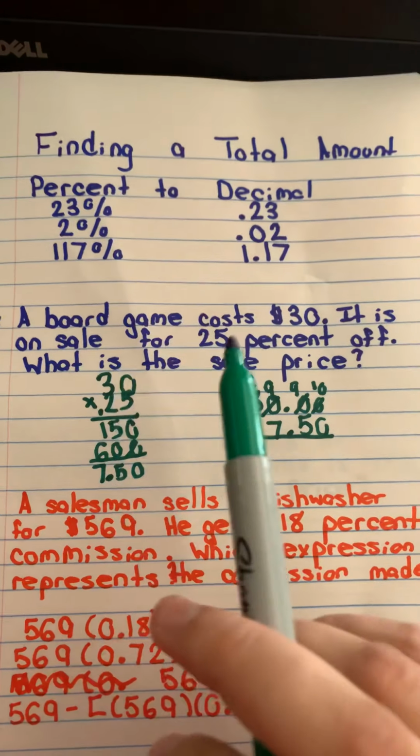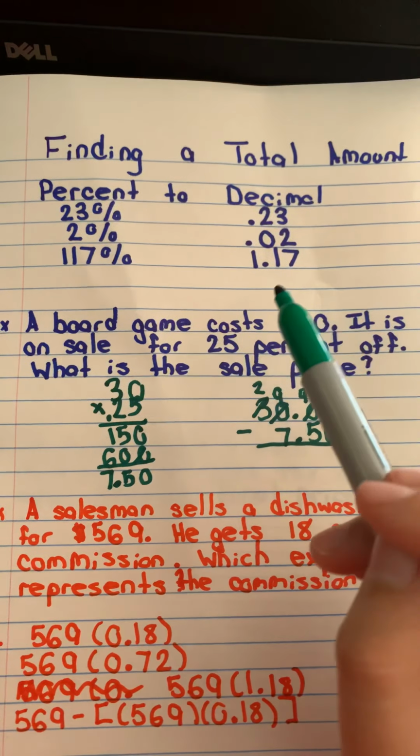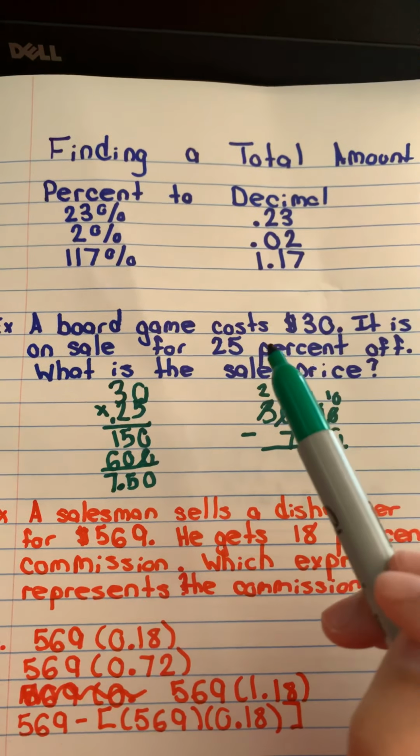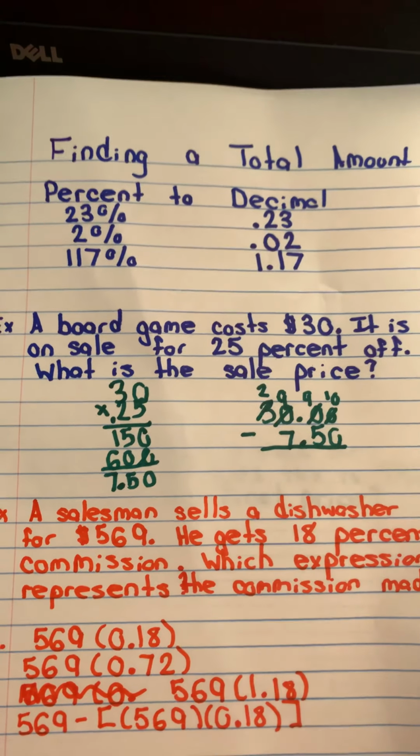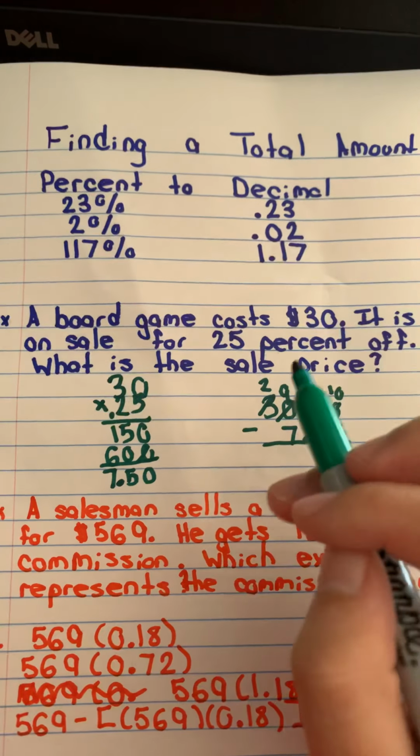It says a board game costs $30. It is on sale for 25% off. What is the sale price? So I know the total regular price is $30, and it's 25% off. So I want to know how much is 25% off. Be careful, it's not $25 off, it's 25% off.